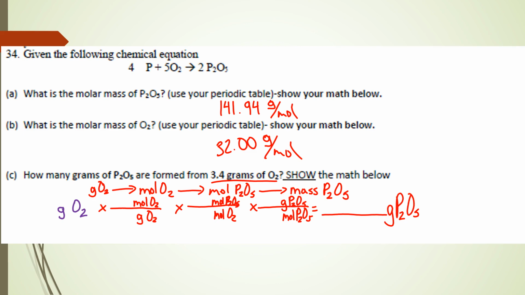All right. So going through this, molar mass of P2O5, you should have gotten 141.94. Molar mass of oxygen, you should have gotten 32.00. All right. So looking at the prompt, it says how many grams of P2O5 are formed from 3.4 grams of O2. So I'm starting with grams of oxygen. The first step is to get to moles of oxygen. After that, I can go from moles of oxygen to moles of P2O5. And then from there, I can go from moles of P2O5 to mass of P2O5.